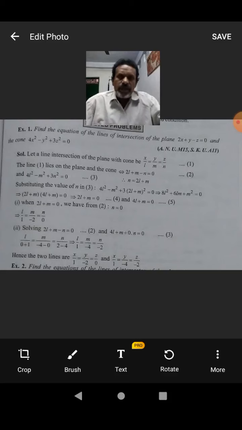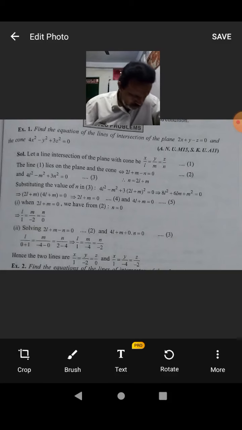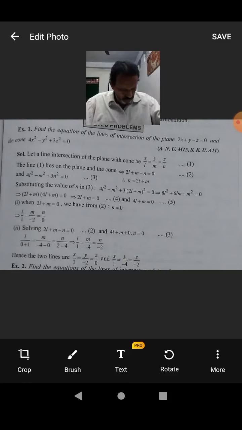The given data can be written as: take the equation of the cone 4x square minus y square plus 3z square and the plane 2x plus y minus z is equal to 0. From the plane we have direction ratios 2, 1, minus 1. From the cone we have 4x square minus y square plus 3z square. That means a, b, c values are 4, minus 1, 3.